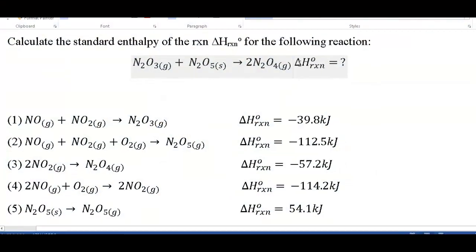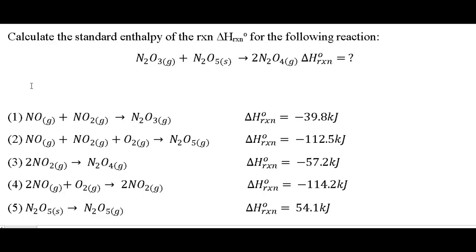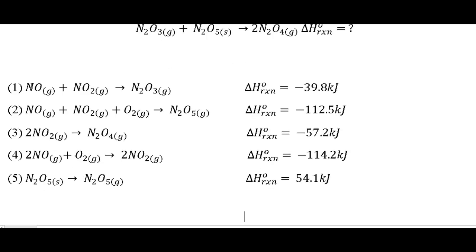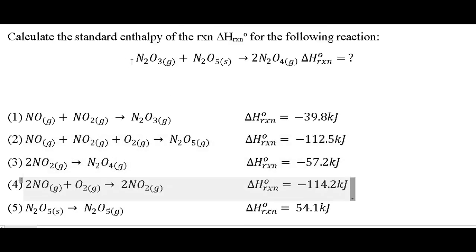Let's do our second problem. The enthalpy of this reaction is something we want to calculate. This is a little bit more difficult. How are we going to get these 5 reactions and manipulate them in such a way so that we can get the delta H of this unknown, realizing that we can just add the delta H's of individual reactions to get the delta H of the total reaction.